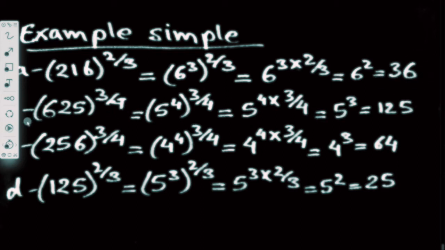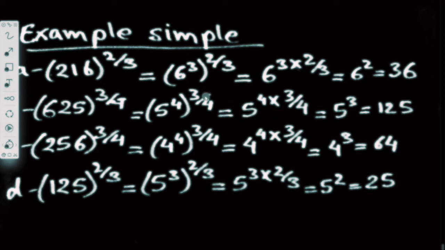Next, example B: 625 in the bracket, and in the power there is 3 upon 4. 625 equals 5 power 4, and 5 power 4 means 625. So 625 whole power 3 upon 4 equals 5 power 4, whole power 3 upon 4.